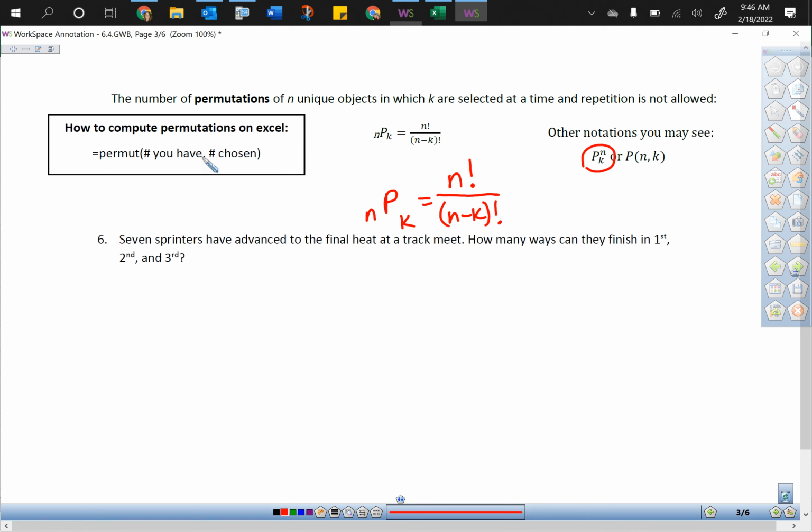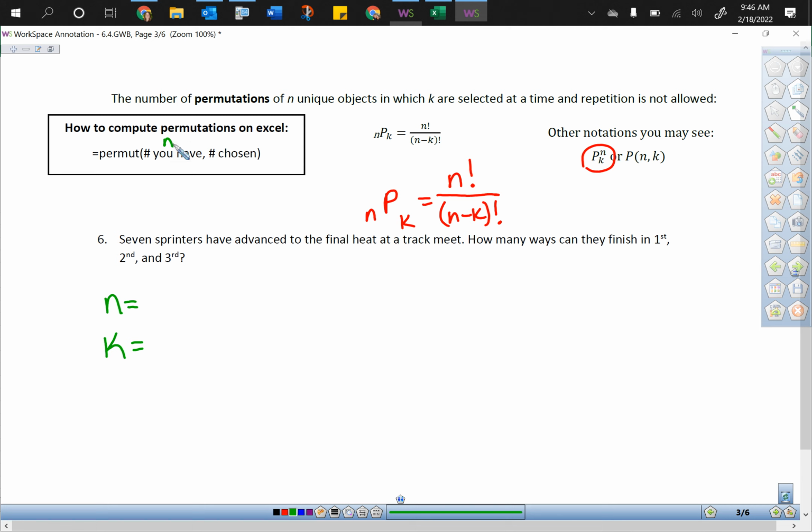Can you have anybody be in there twice? Can someone be both first and second? No, you can't. So that's how we know we need to use a permutation. In this problem, we're going to identify what our n value is and what our k value is. The n value is how many that you have.